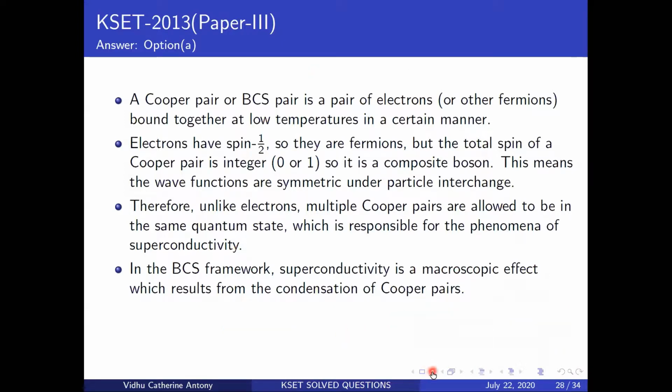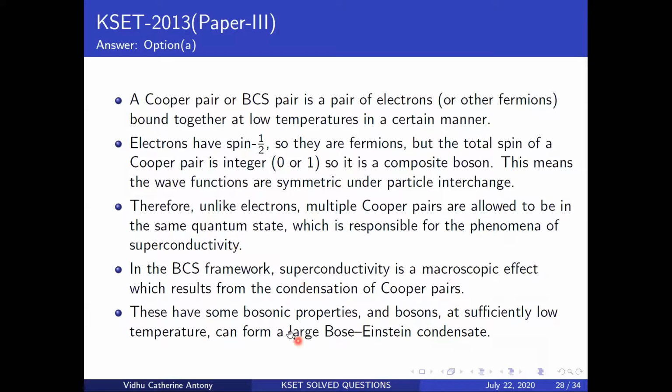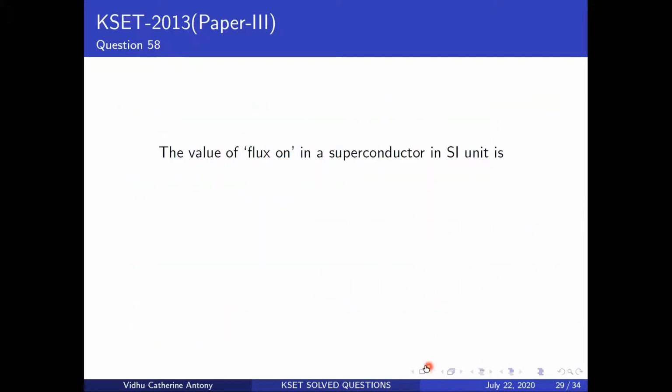So this is about Mobius strips, and I told you what happens when your boson is at a very low temperature. All your bosons fall into the lowest state, and that is called your Bose-Einstein condensate. Okay, so when all of them reach the lowest state. Now let's look at the next question.